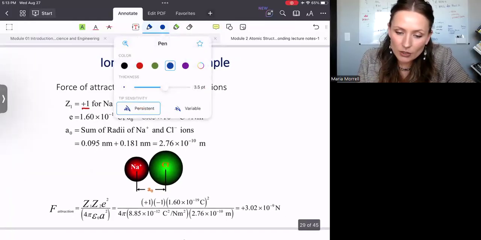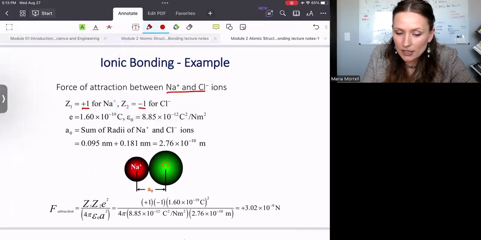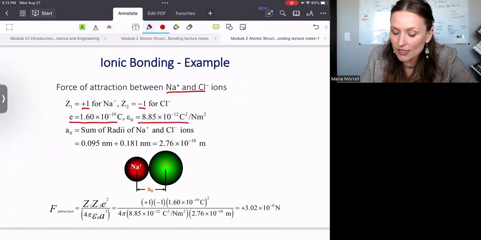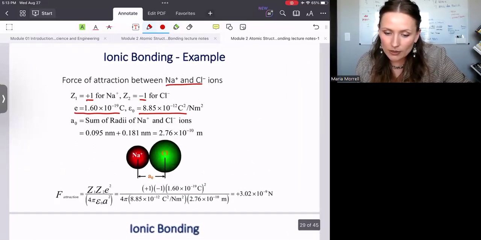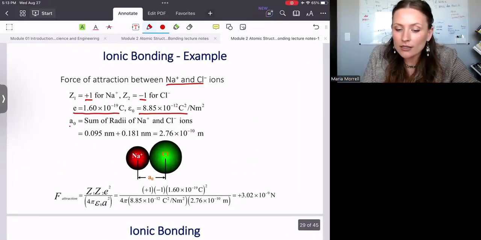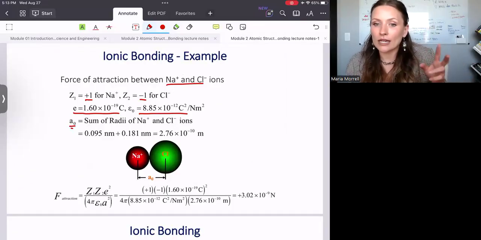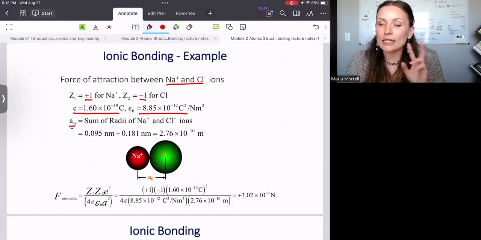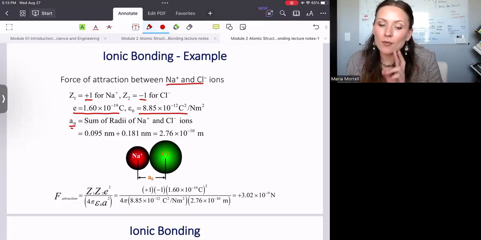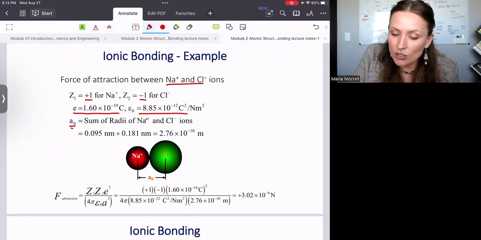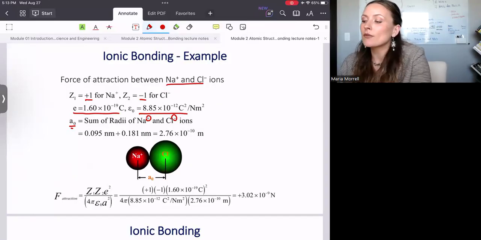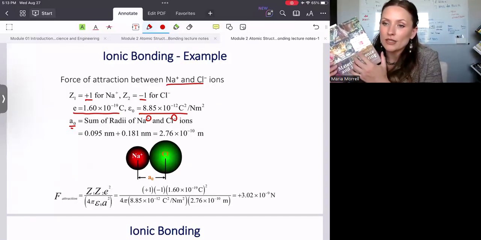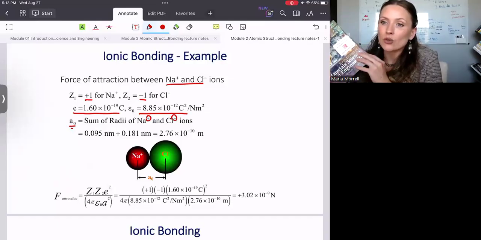So one electron, right? This is the electron charge. This is the permittivity of free space with units. Yep, all correct. I was checking the units. The a naught is the sum of the radii for sodium and chlorine, the sum of the positively charged and negatively charged ions. You may be wondering, where did the numbers come from? Well, the numbers come from the appendix in your textbook.